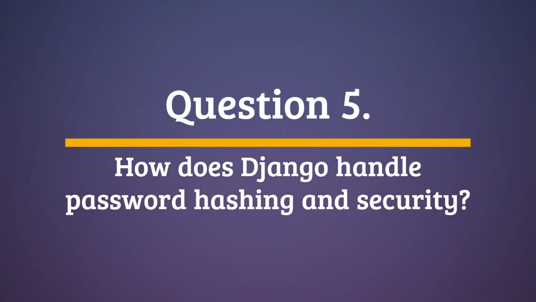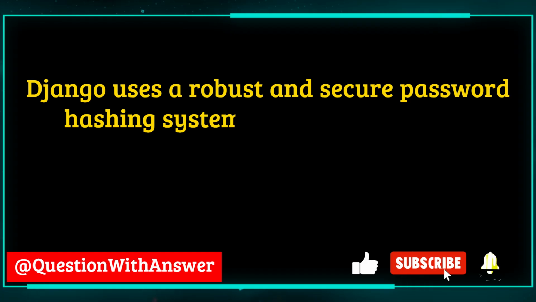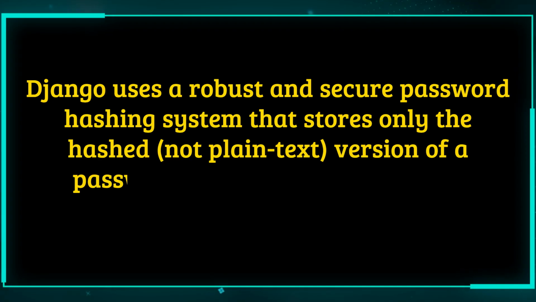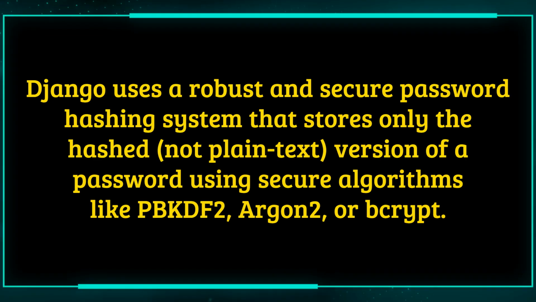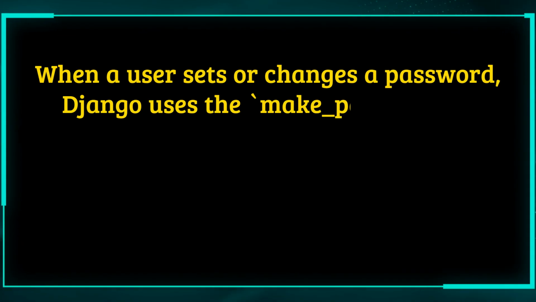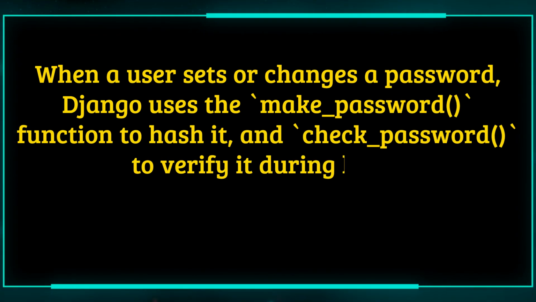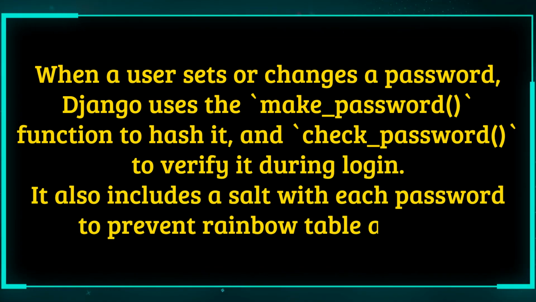Question 5. How does Django handle password hashing and security? Answer. Django uses a robust and secure password hashing system that stores only the hashed, not plain text, version of a password using secure algorithms like PBKDF2, Argon2, or bcrypt. When a user sets or changes a password, Django uses the make_password function to hash it, and check_password to verify it during login. It also includes a salt with each password to prevent rainbow table attacks.